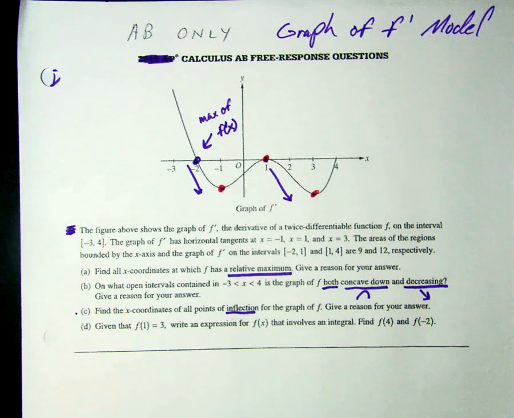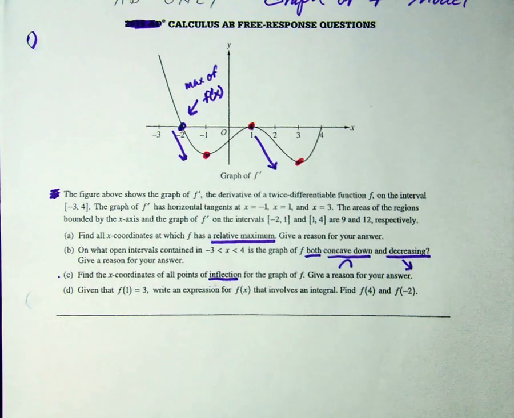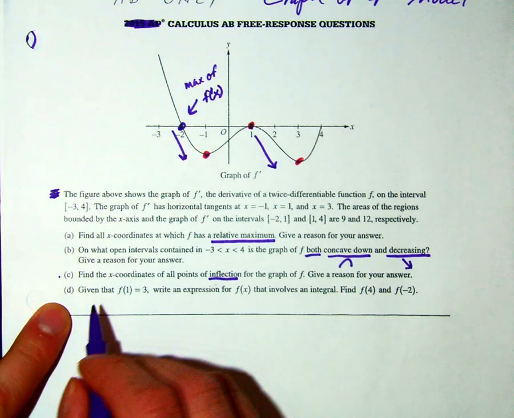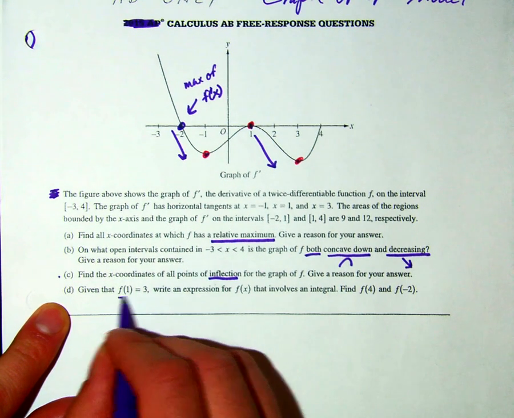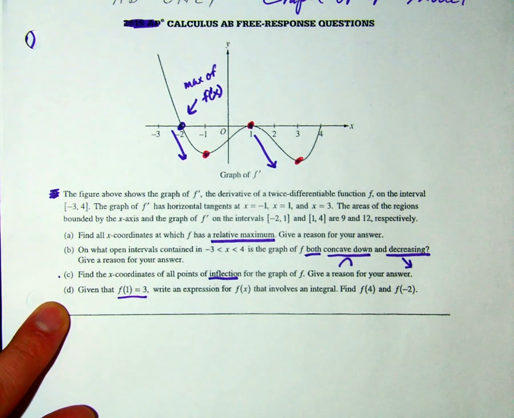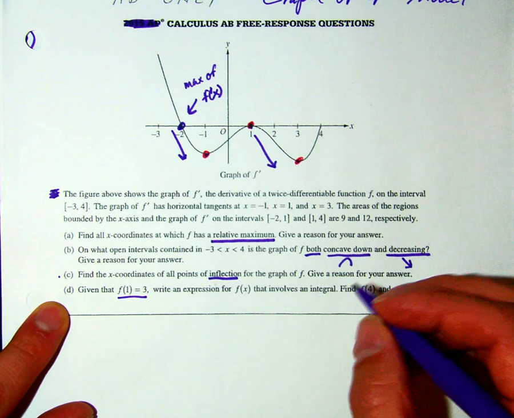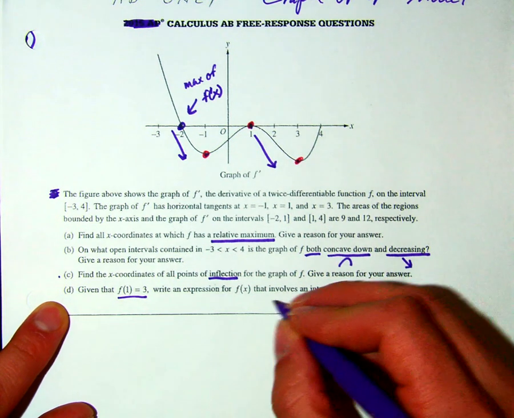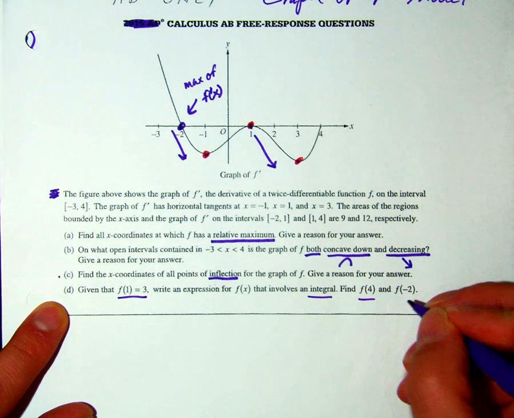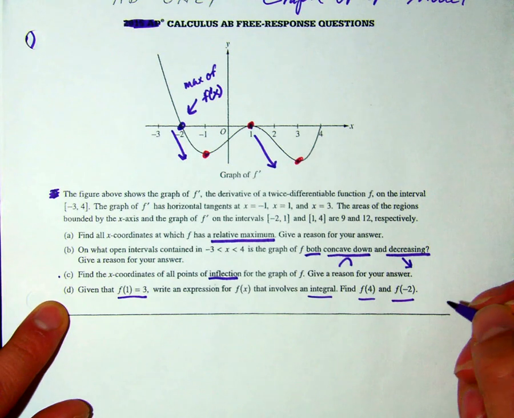All right, team, welcome back for part D. Now, let's take a look at this. Given that f of 1 is equal to 3, write an expression for f of x that involves an integral. Find f of 4 and f of negative 2.